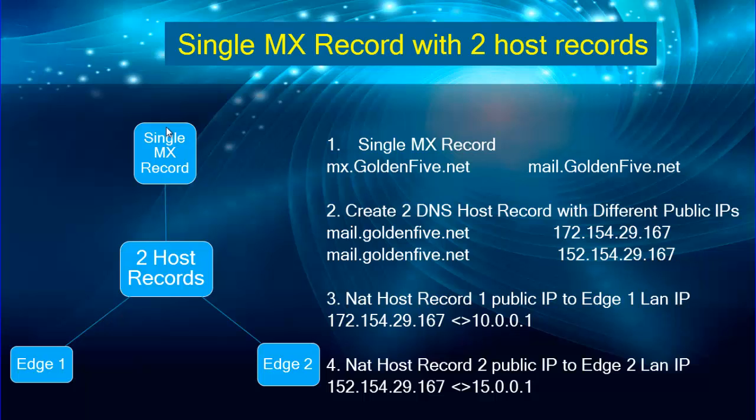So you create this, which means that DNS will do the round robin for you, and we can leverage this, and it will go to the first public IP 172.154.29.167, and then it will go to 152.154.29.167.